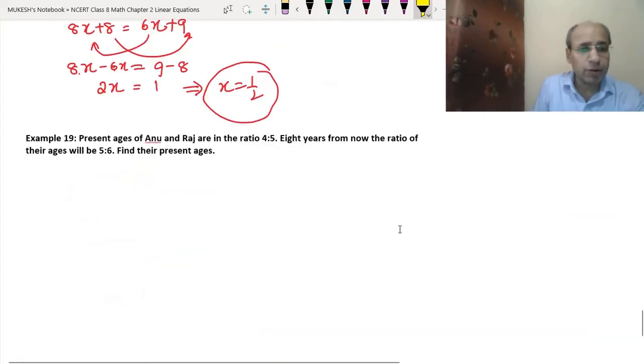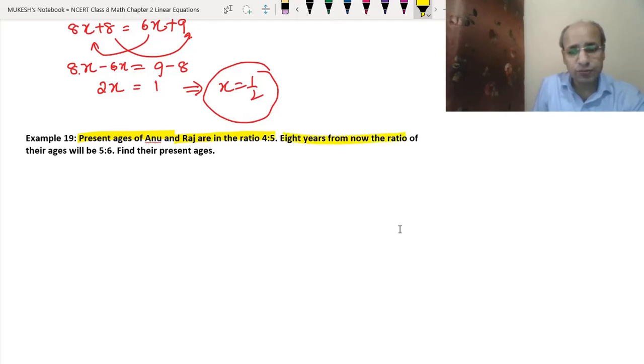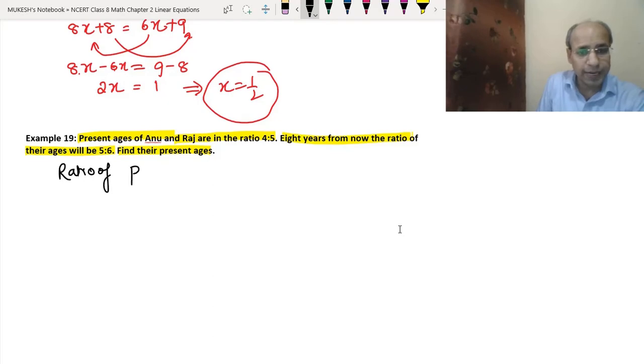In this example, the present ages of Anu and Raj are in the ratio 4:5, and 8 years from now, the ratio of their ages will be 5:6. Find their present ages. Here the ratio of the present age is given. So we will write ratio of present age equals 4:5. We can assume the ages from this.